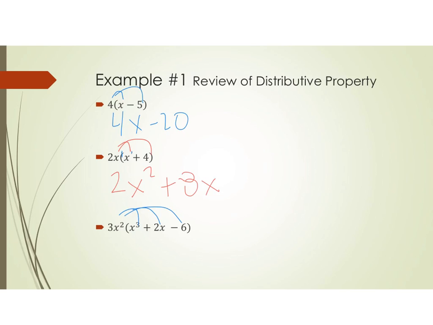On the last one, we're distributing 3x squared to 3 terms. 3x squared times x cubed. Add the powers: 1, 2, 3, 4, 5. 3x to the 5th. 3x squared times 2x, invisible power 1, leaves me 6x to the 3rd. And 3x squared times negative 6, negative 18x squared.